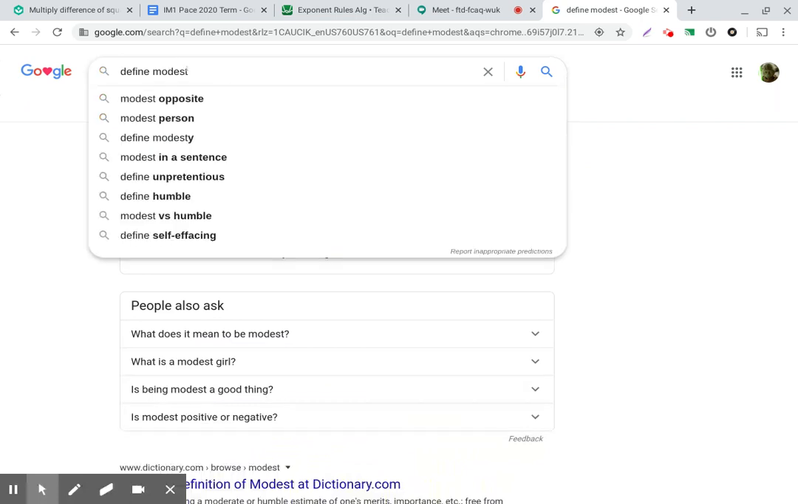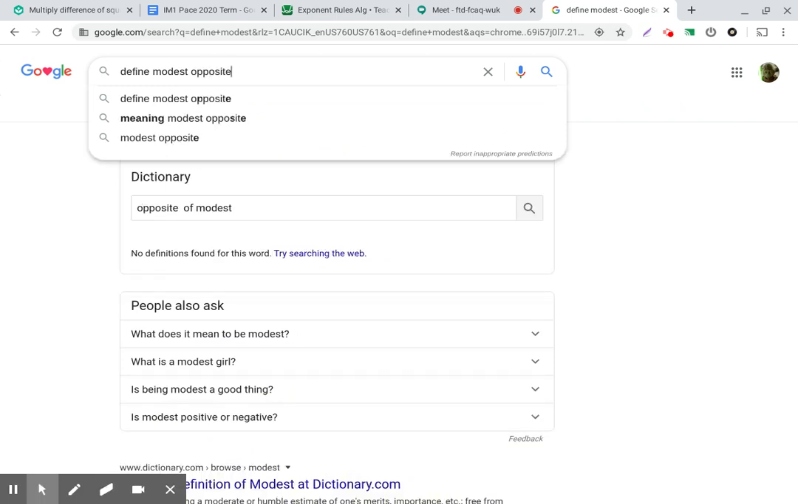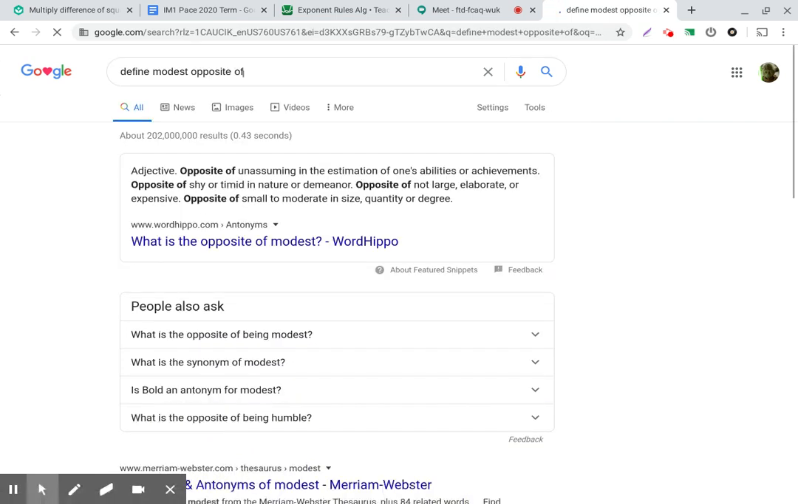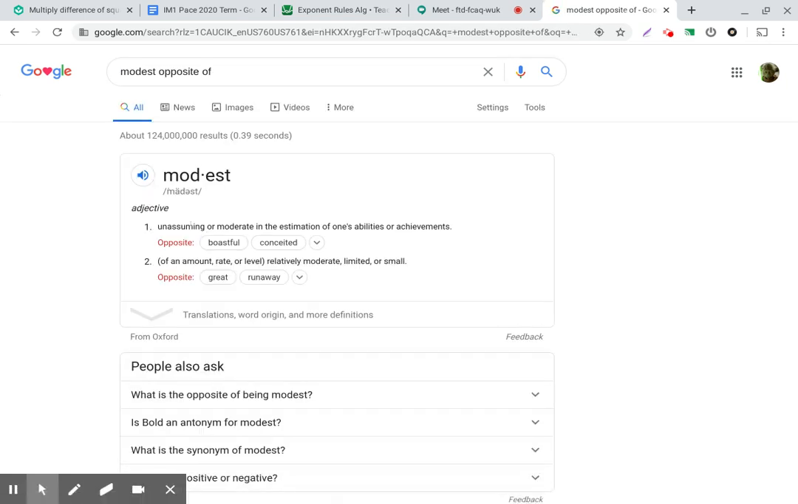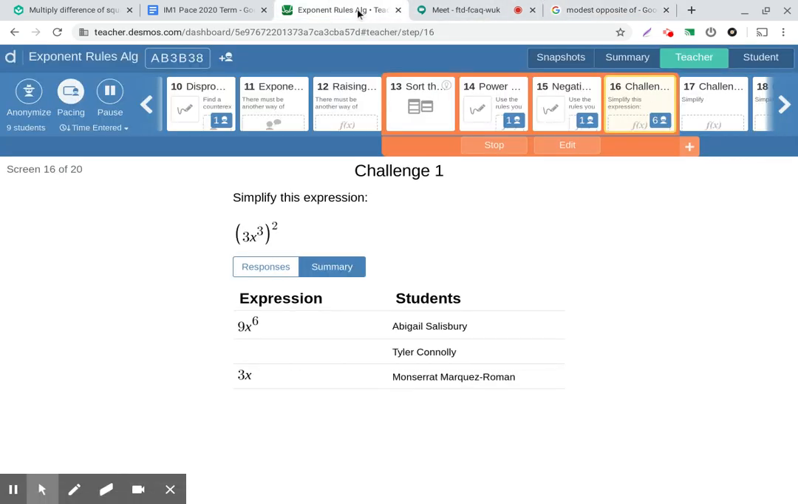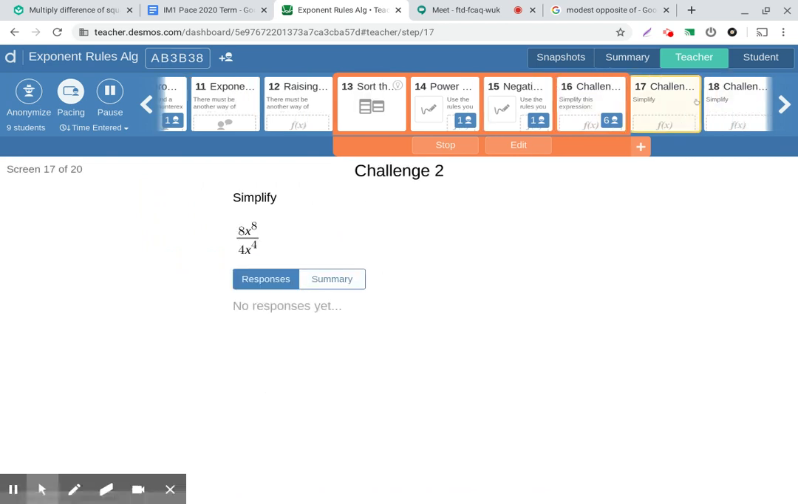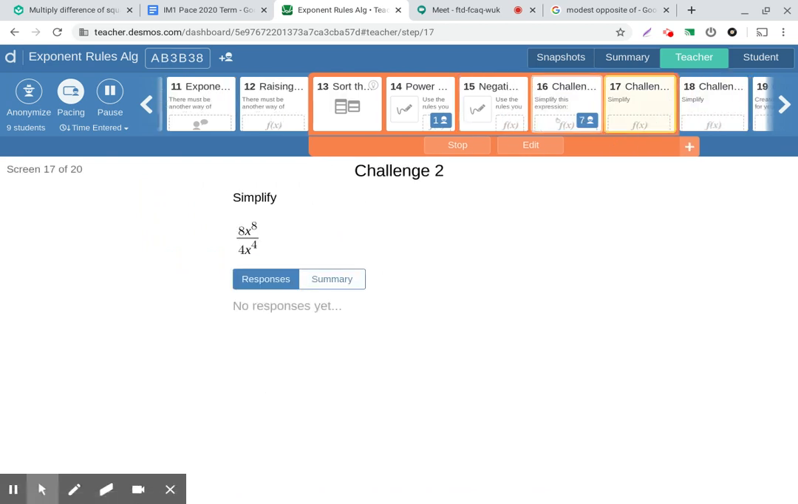All right. You guys ready for the next one? Yeah. All right. Here we go. The opposite of modest is boastful, conceited, great, runaway. I don't know what that means. All right. Run away. Next one. We're almost there. 17. Whoop. And then we're done? Well, 20.